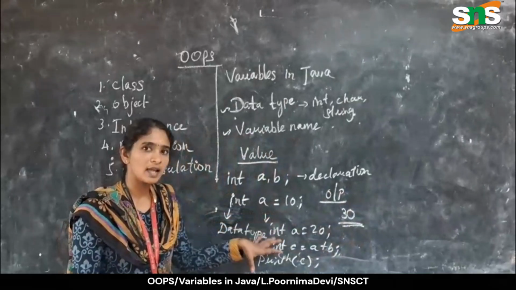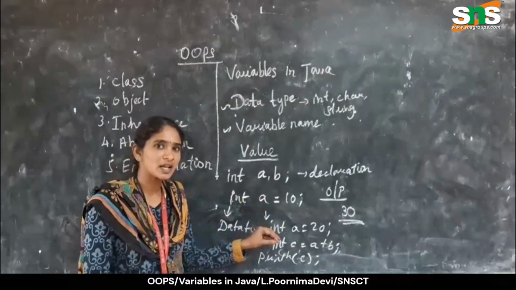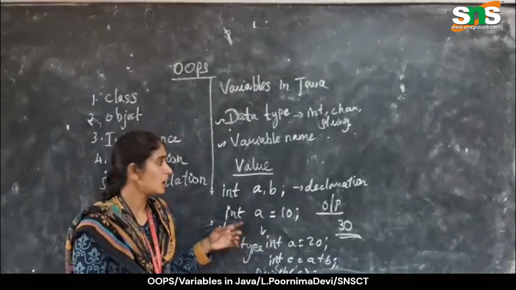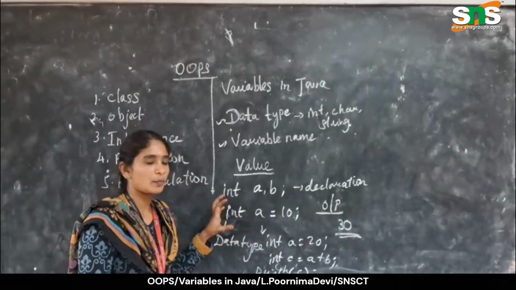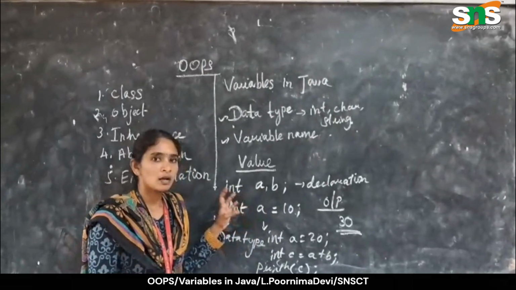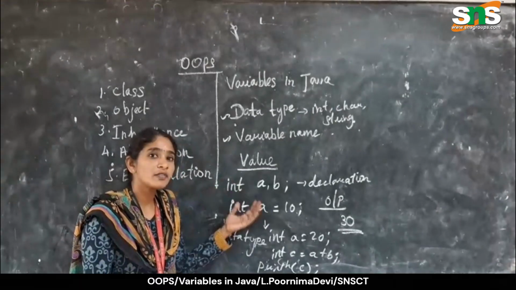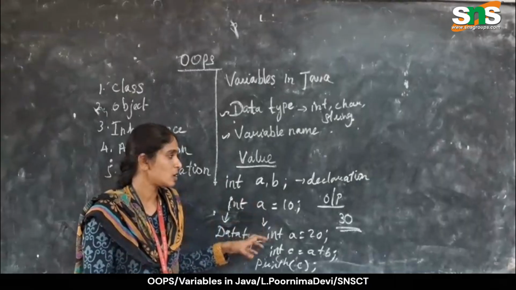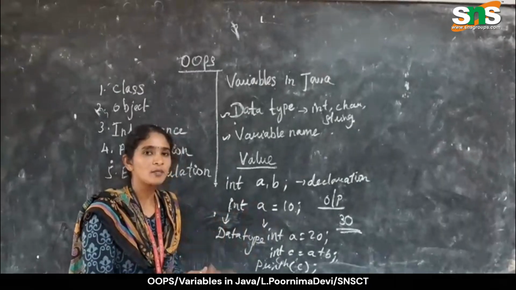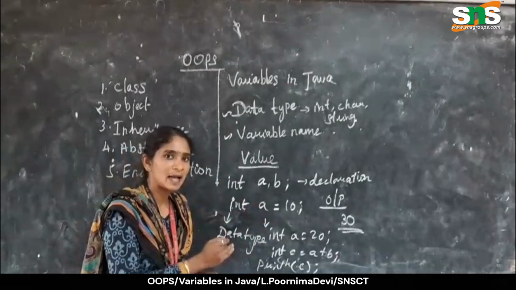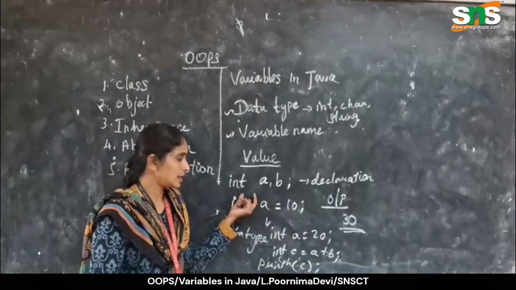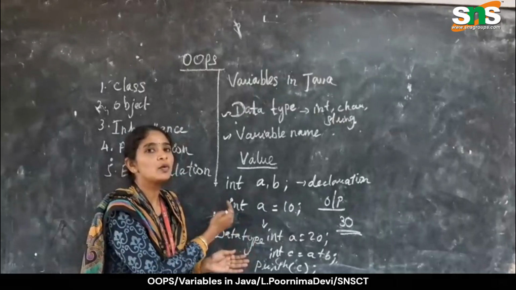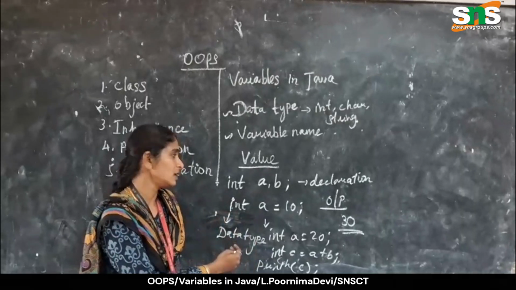So this is the way we declare and initialize variables inside the program. This is the main concept. It plays a very big role, and we also get confused during the declaration and initialization. When you write a program, first you create a class, and you declare or initialize the variables which you use inside the program.